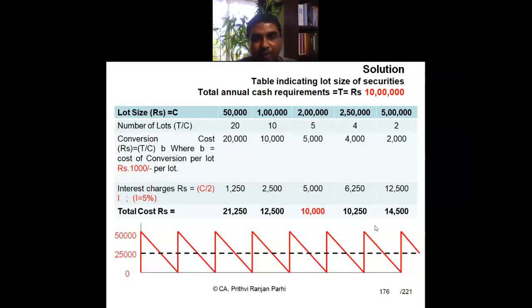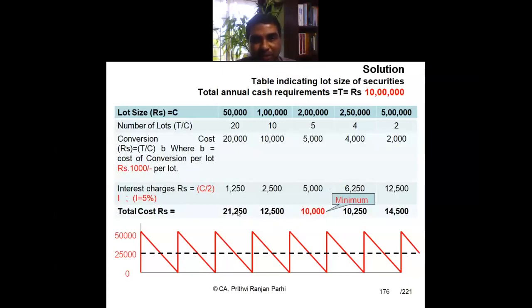I have to find out where total cost is minimum. Total cost is minimum at this point. Is it done? 10,000 is the total cost minimum. Because for a 50,000 lot, it is 21,250. For a 1 lakh lot, it is 12,500. So total cost is minimum here.